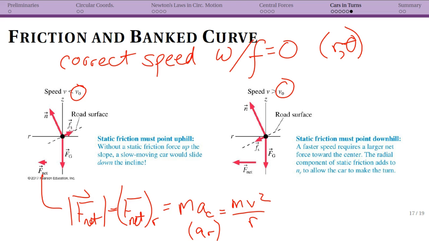If I go too fast, so my net force magnitude is bigger because my speed is bigger, the way that will work is that I have a frictional component that is now going down the ramp, providing an additional component of the net force, preventing me from sliding up the ramp. So again, I really find these situations interesting where you have both friction and the normal force playing into a central force problem. It's hard to get much of a feeling for.